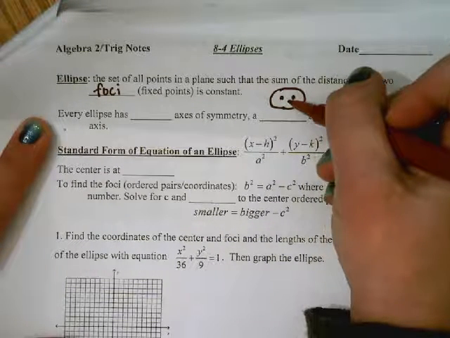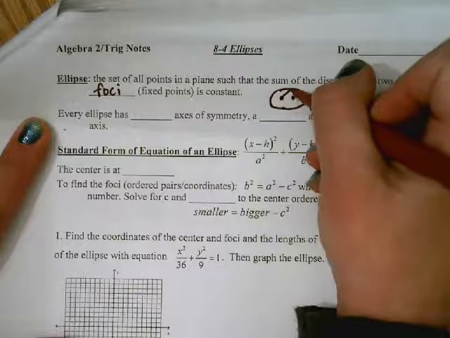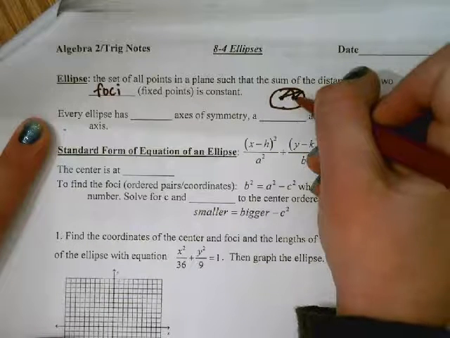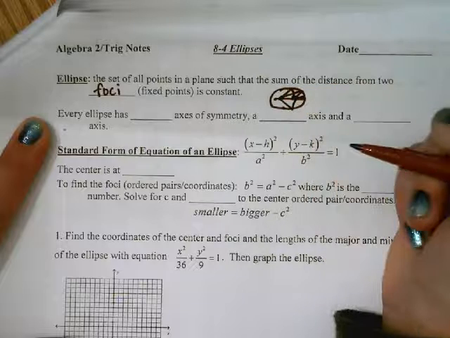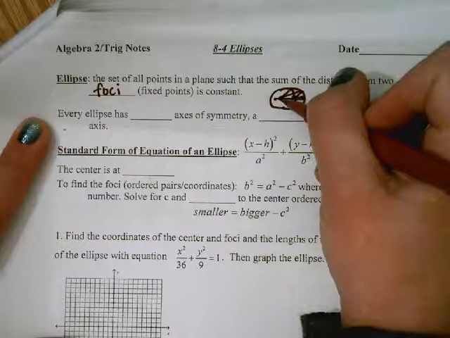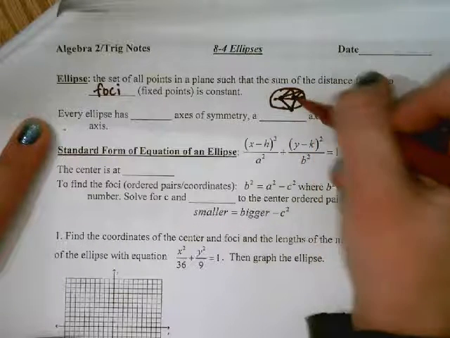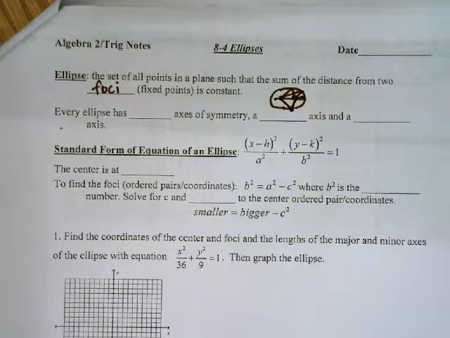So think about it as an oval. And the distance around that ellipse is constant, the same all the time. So from this point on my ellipse to that point is the same the whole way around when I add those two up. Okay?